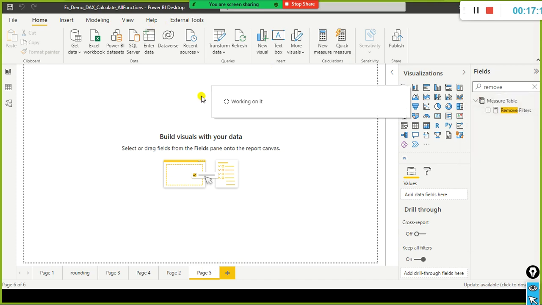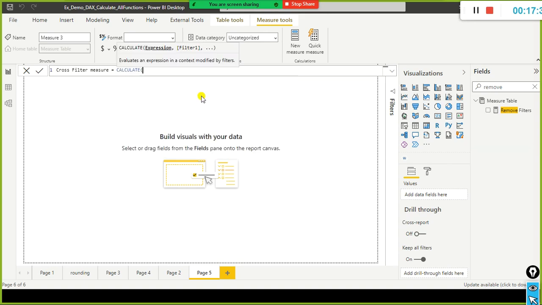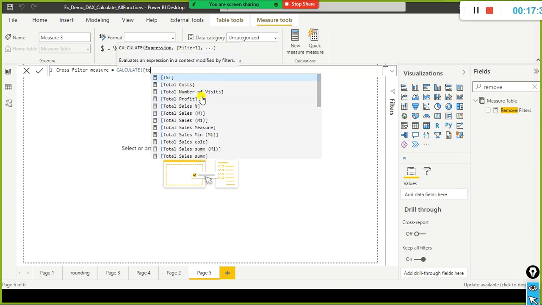I give the function name itself as a measure name, so that you should be able to quickly reference this one. We have something called cross filter measure. The next one is calculate function, and here let's take total sales.